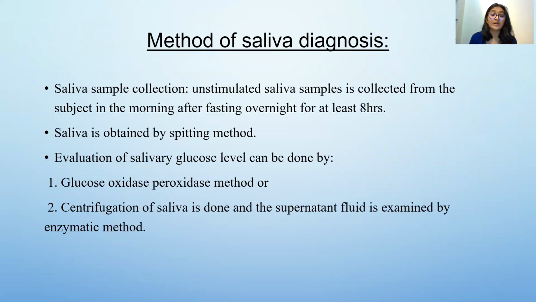Now, let's see how exactly saliva diagnosis is done. Patient is instructed not to eat anything overnight for at least 8 hours. Patients are provided with a container into which saliva is collected by spitting method. Evaluation of salivary glucose level can be done by glucose oxidase peroxidase method or GOD-POD method, or centrifugation of saliva is done and the supernatant fluid is examined by enzymatic method.